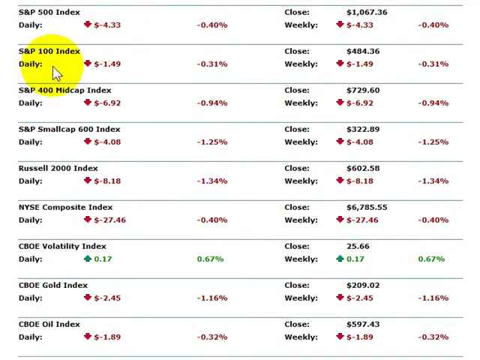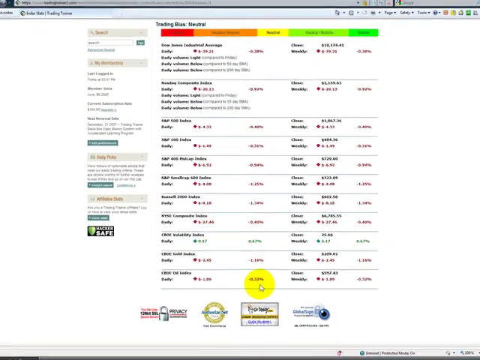Moving on to our secondary indexes, our 100 best stocks out there shown by the S&P 100 dropped 0.31%. Our mid cap shown by the S&P 400 Index dropped 0.94%. And our small caps shown by the S&P 600 and the Russell 2000, two different perspectives on small caps, dropped 1.25 and 1.34% respectively. Our New York Stock Exchange Composite Index dropped 0.4%. Volatility increased 0.67%. We're back up at 25.66. Gold fell 1.16 and oil 0.32%.